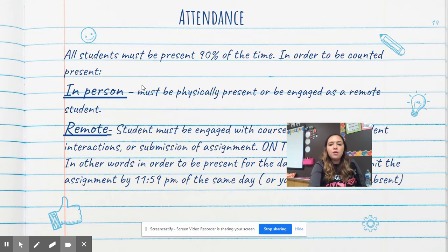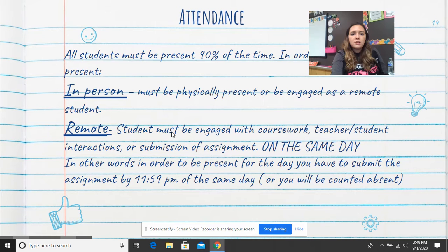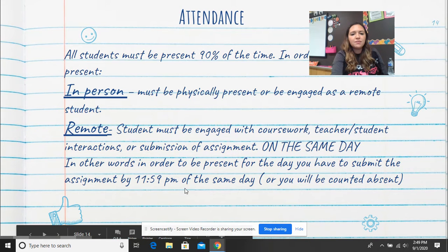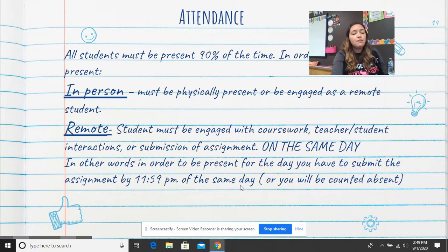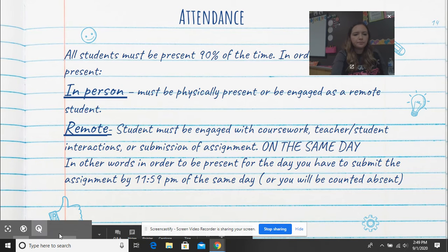Then the next one is remote. So a student that is remote must be engaged with coursework, teacher and student interactions, or submission of assignments, but it has to be on the same day. In other words, in order to be present for the day, you have to submit the assignment by 11:59 of the same day. If you don't, you're going to be counted absent. Next slide.